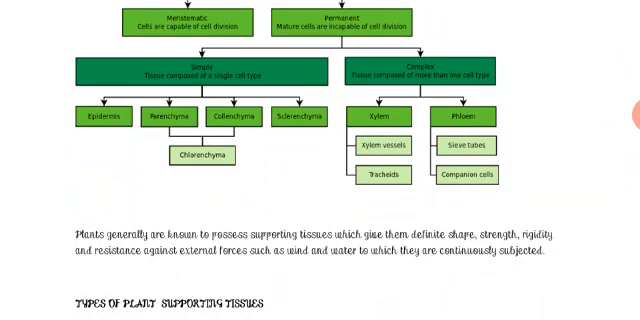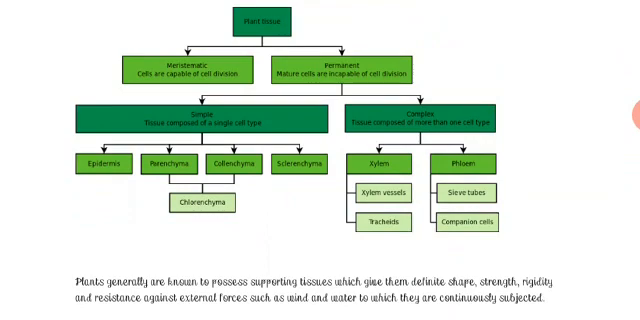The simple are made up of tissues of single cell type, while the complex tissue, still under permanent tissue, is the one that is referred to as what? They are composed of more than one cell type. What we are saying in essence is that under the permanent tissue, they are classified into two, as you can see in the chart. We have the simple, we have the complex.